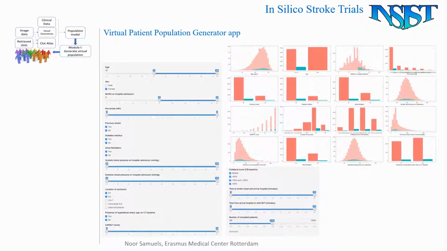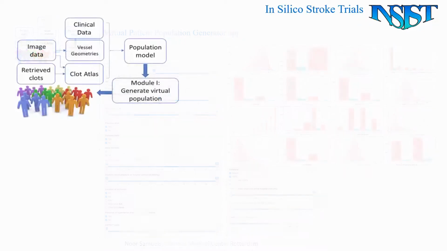We include a wide range of possible inclusion and exclusion criteria and develop a patient population generator app to generate as many virtual patients as we want, with well-validated distributions of age, sex, blood pressure, occlusion location, and all other characteristics that we need. This virtual population then forms the base for the next step.